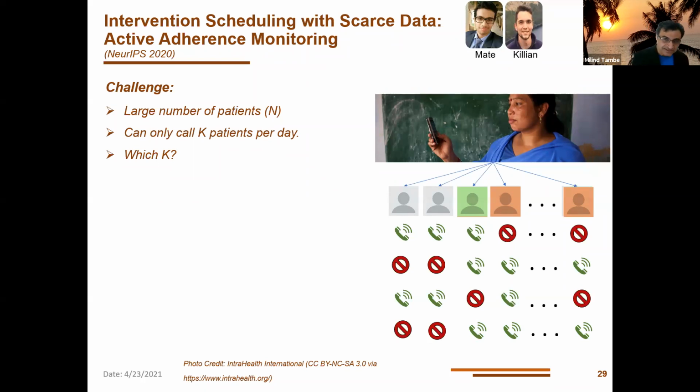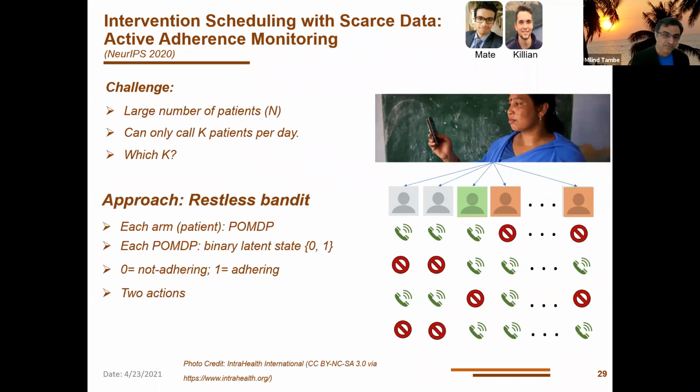So you can see that this is a difficult problem for a health worker to choose K out of these N patients every day. And one approach we've seen in Mumbai is a round robin approach. So they'll call the first K, and the next K, and the next K, and so forth, which is wasteful because now you're calling some patients again and again, even though they are taking their medicines regularly. And you're not calling some patients who need more encouragement because their turn hasn't come yet. So how do we solve this problem?